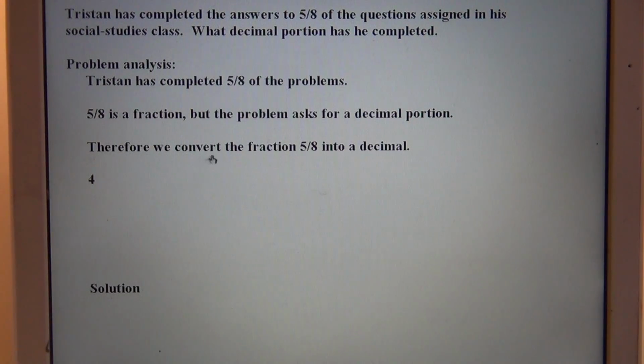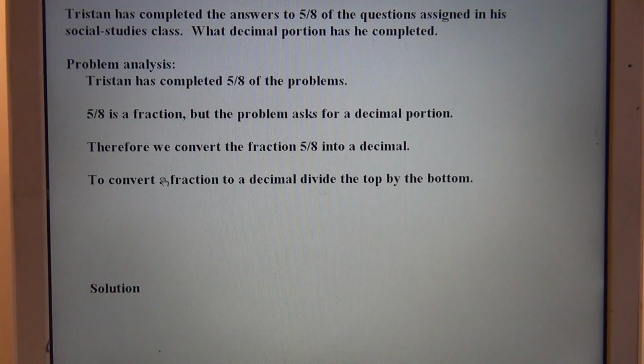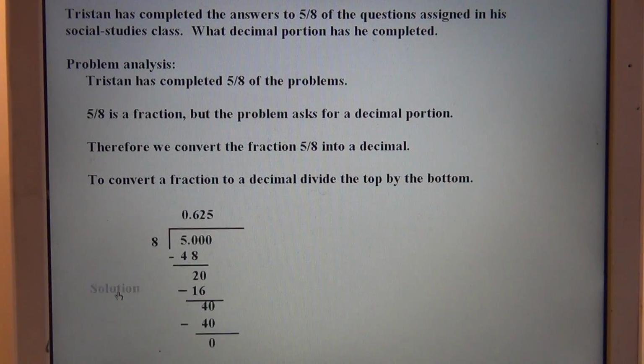Therefore, we convert the fraction 5/8 into a decimal. To convert a fraction to a decimal, divide the top by the bottom. So here we will be dividing 5 by 8. So we have to put 5, decimal, and some zeros. And we put the decimal in our answer right above where it is in the problem.